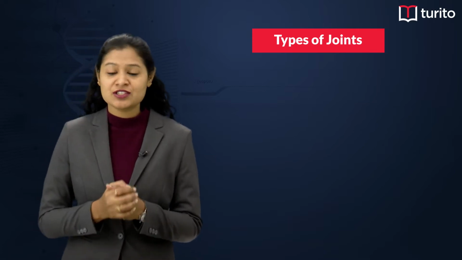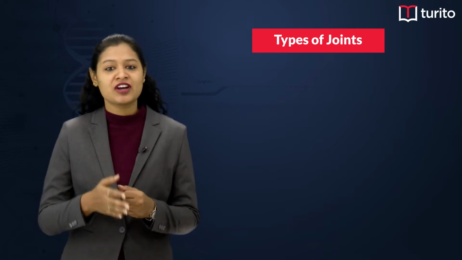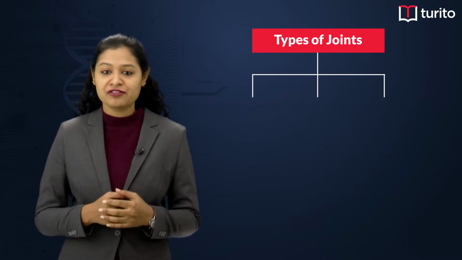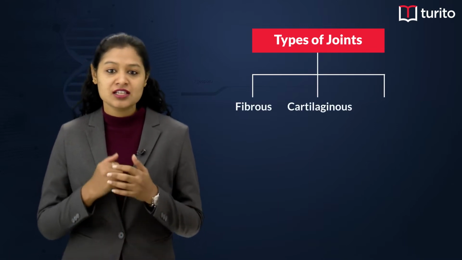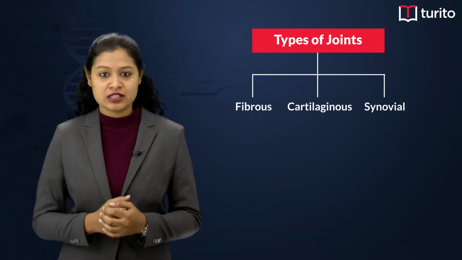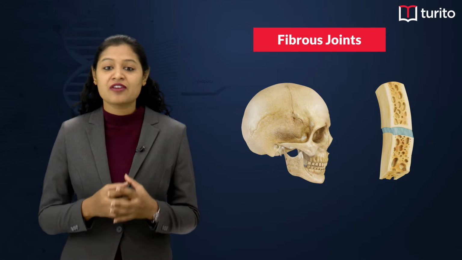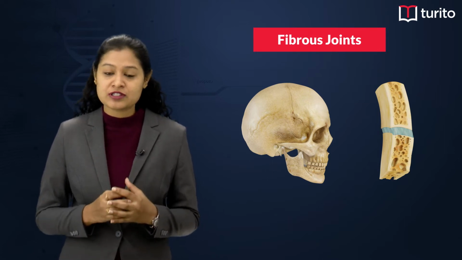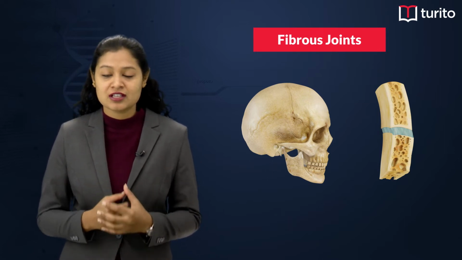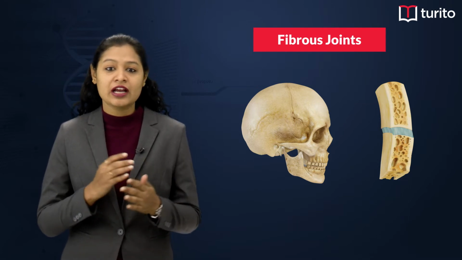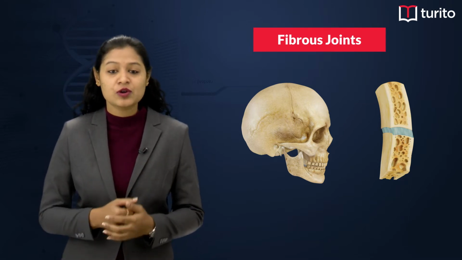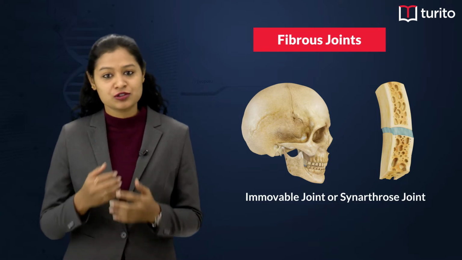Based on the ability to move, we see that joints are divided into three types. We have fibrous joints, cartilaginous joints and synovial joints. Let us understand about fibrous joints. Now these joints are very strong attachment between the bones made of strong collagen fibers. So they will not allow any kind of movement. So they are also called immovable joints or Synarthrosis joints.